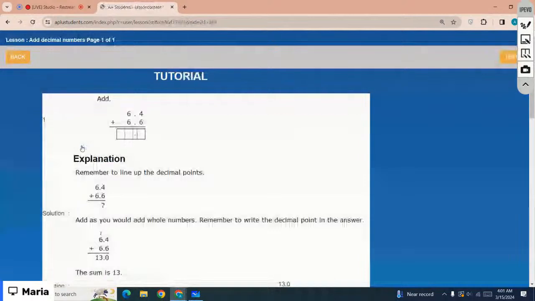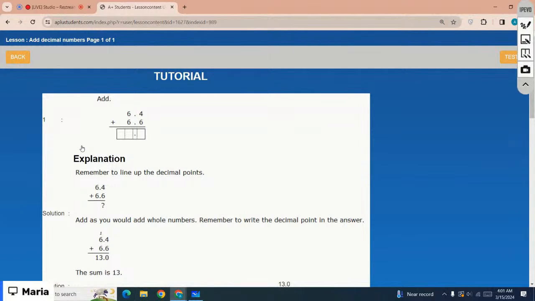So how do we add decimals? We add decimals simply like we do whole numbers, right? The important thing here is the decimal point. Whenever you are going to add or subtract decimals, you have to line up the decimal point. That is important, right? The rest of the thing is the same. You have to add them exactly like you add whole numbers.